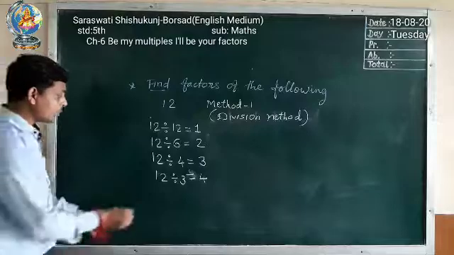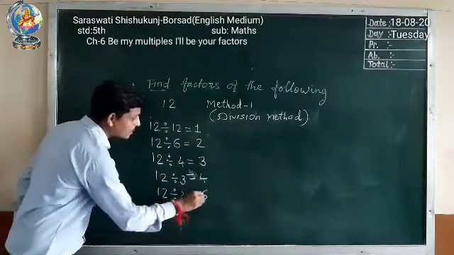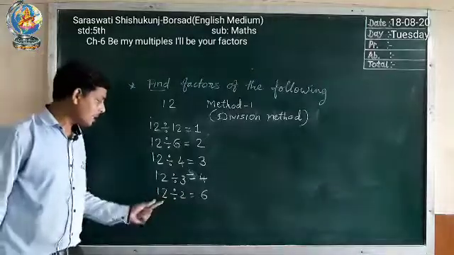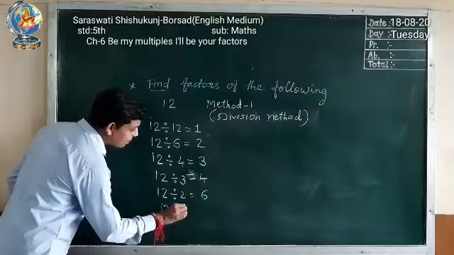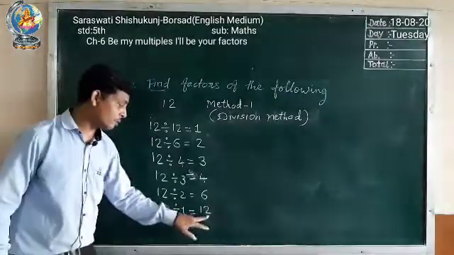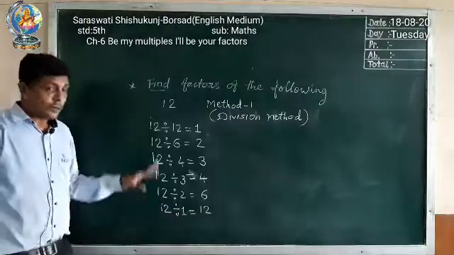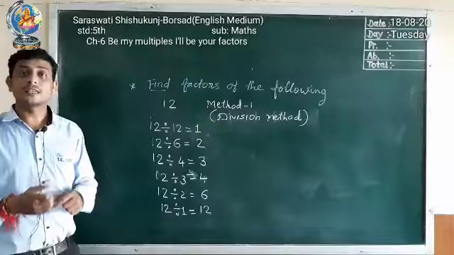If we divide 12 by 2, we get 6; 2 sixes are 12. If we divide 12 by 1, then also we get the answer 12, which means here also we get remainder 0. So only these are the numbers which divide 12 and give remainder 0.